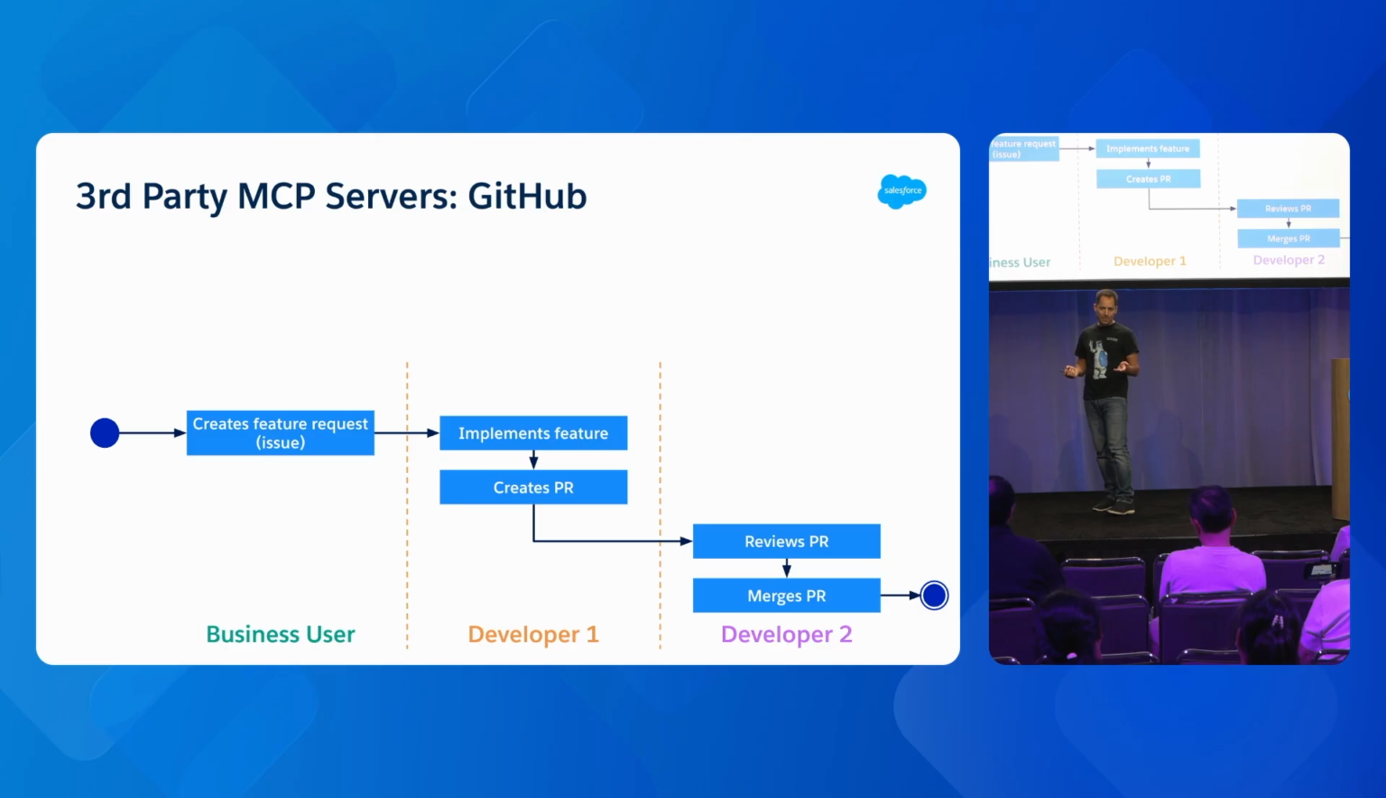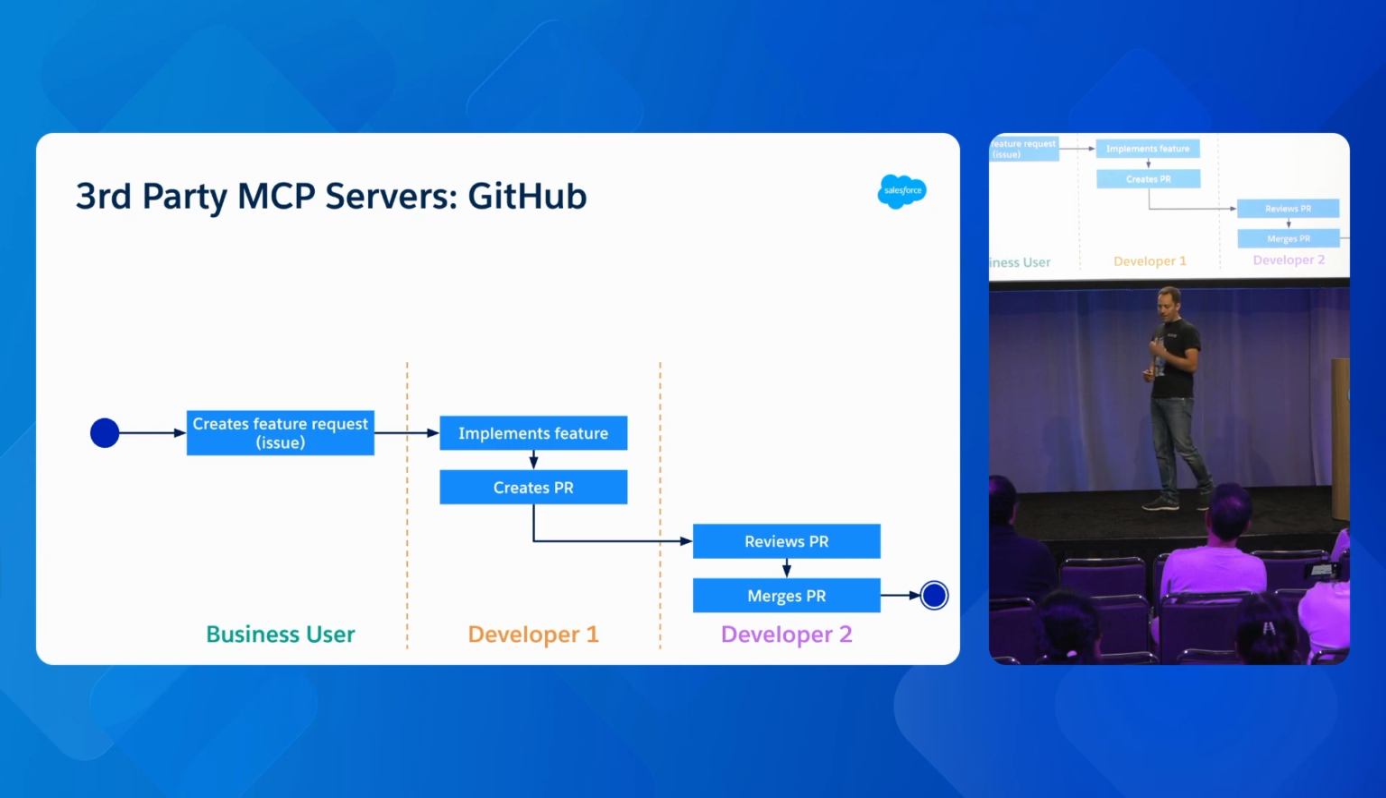And since MCP is a standard, it means that you can connect to pretty much any system. Nowadays, a lot of companies are shipping MCP servers. An example of a server that you can use is GitHub. So if you take a traditional development workflow with GitHub that involves a business user and a couple of developers, you could have your business user provide a specification of the feature they want with an issue on GitHub.